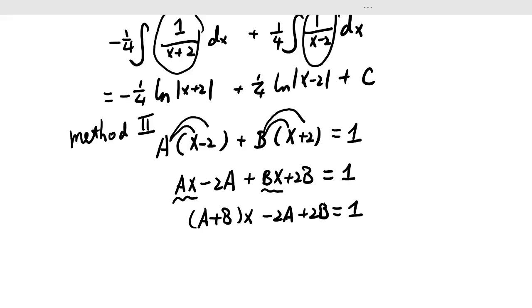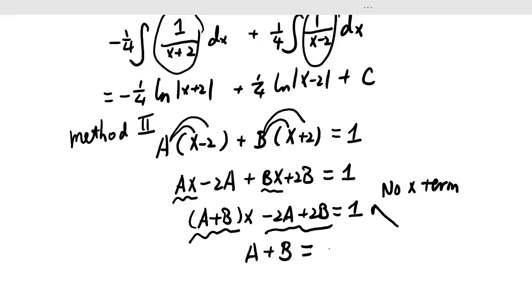Let's look at our terms right here. For my right side, no x term, but these two, left side and right side, are the same. That means we should not have an x term on the left side. How can we have no x term on the left side? The only way to have that is a plus b equals to 0.